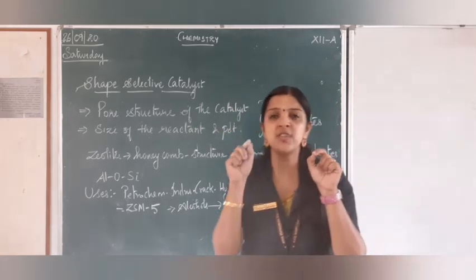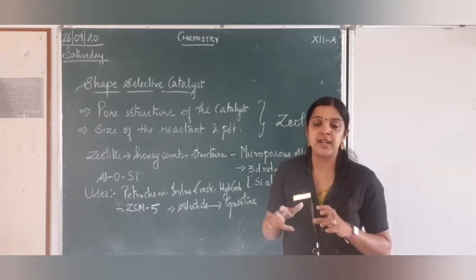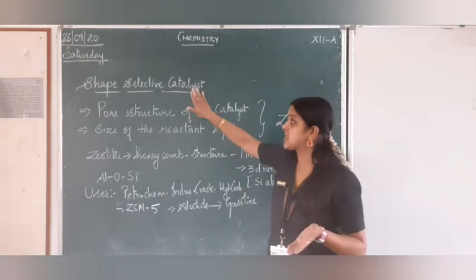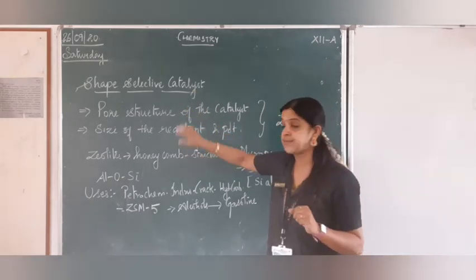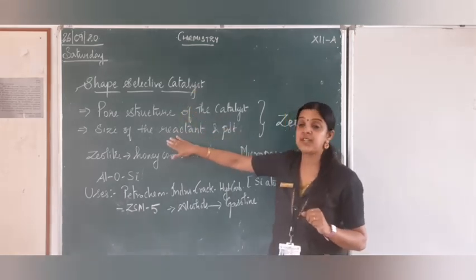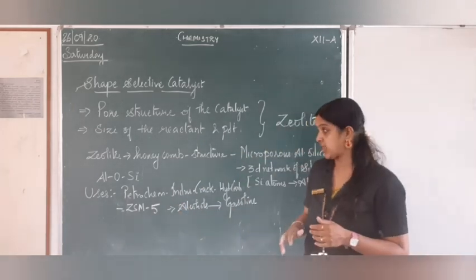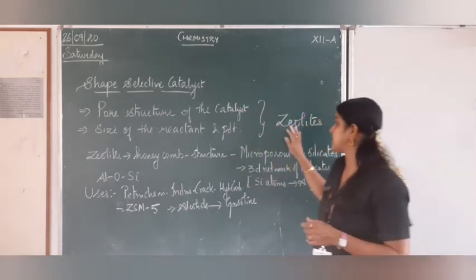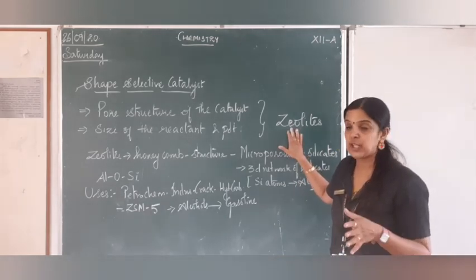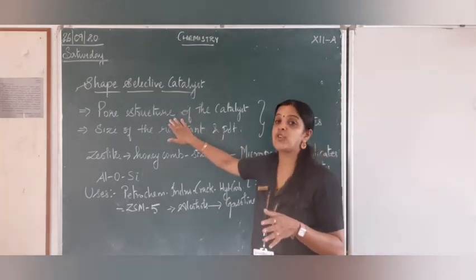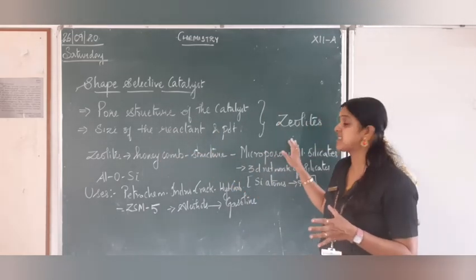What do you mean by pores? Pores are nothing but small holes. Micropores means small thin holes which are available on the catalyst surface. So this catalyst depends on the pores present on the surface of the catalyst. It also depends on the size of the reactant and the product. Such catalysts we call zeolites or shape selective catalysts. So shape selective catalysts are those which depend on the pore structure of the catalyst and also the size of the reactant and product. The best example is zeolite.